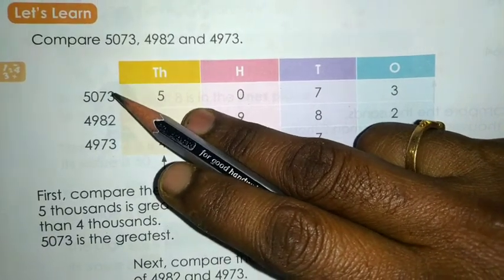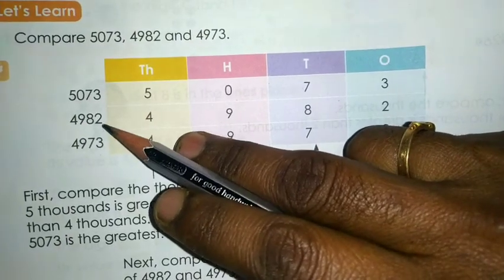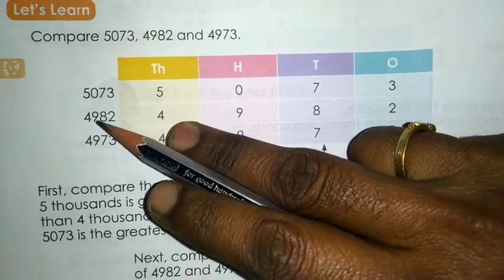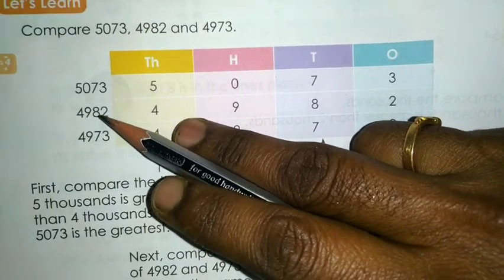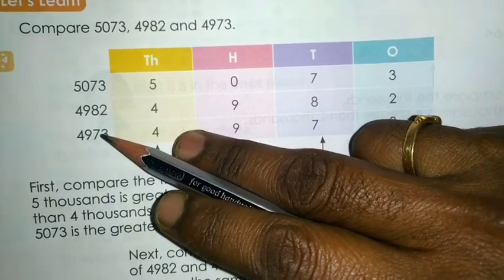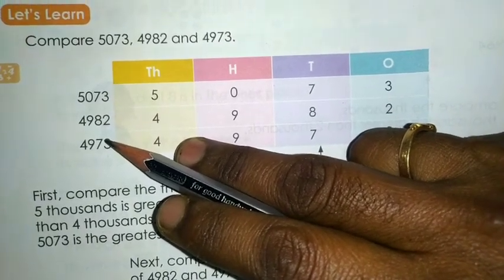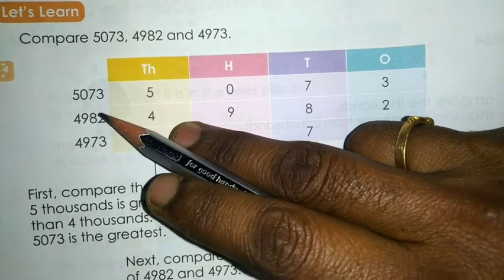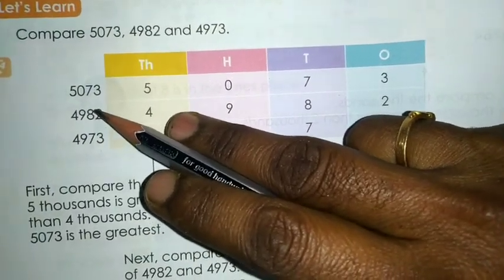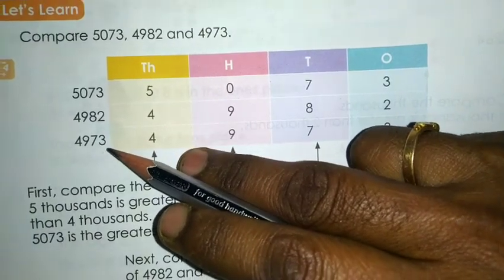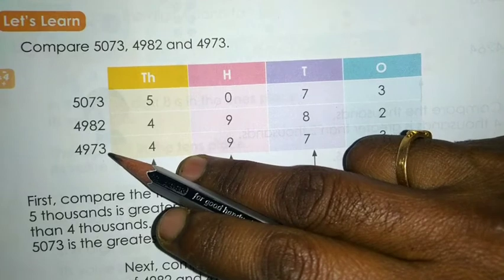After writing this as the first number, the greatest number, you have to compare these two to find the greater number. In the hundreds place, 9 and 9, so both are the same. Then move to the tens place, 8 and 7. In these two numbers, which is greater in the tens place? 8 is greater. So you have to write this 4-digit number as the second number. Then finally we get the last number, 4973, as the smallest number.